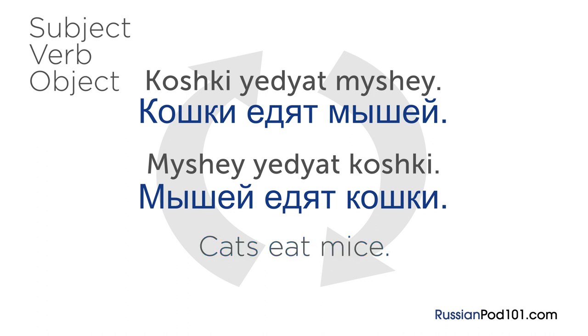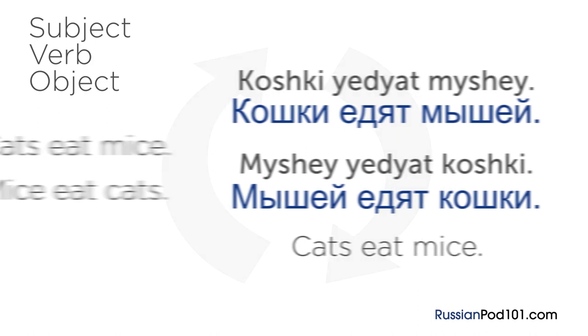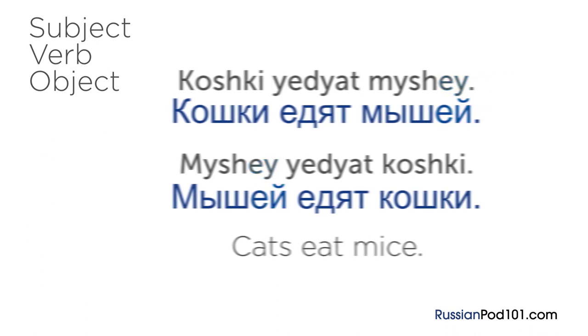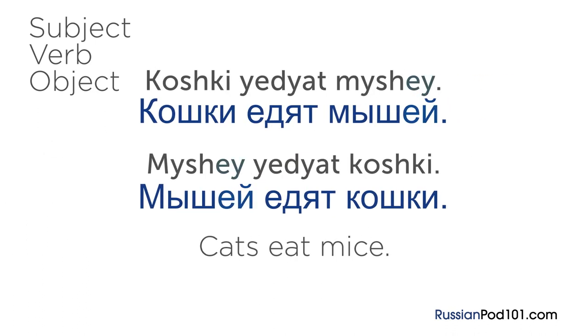In fact, we could swap the sentence any which way, and it still wouldn't change the core meaning of the sentence. Unlike English, Russian doesn't rely on the word order of the sentence to signify if a word is the subject or an object, because it uses special word endings that act as markers to indicate the role of the word in the sentence. In this example, we use the word ending -ей in мышей to indicate that mice is the object of the sentence. And so we can move it around anywhere in the sentence and it will still be the object.